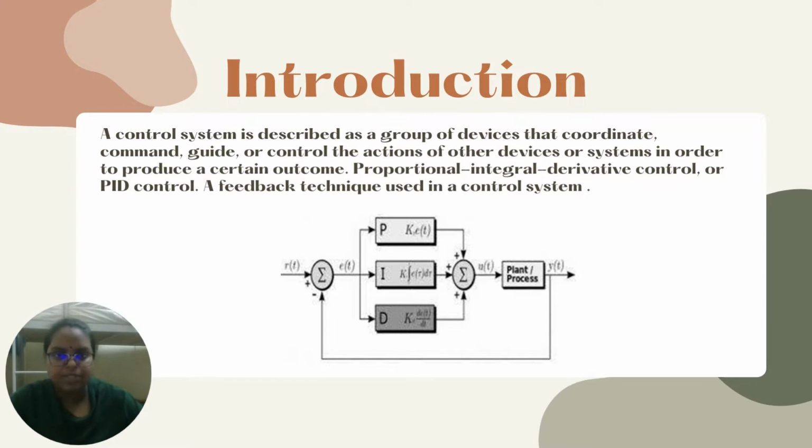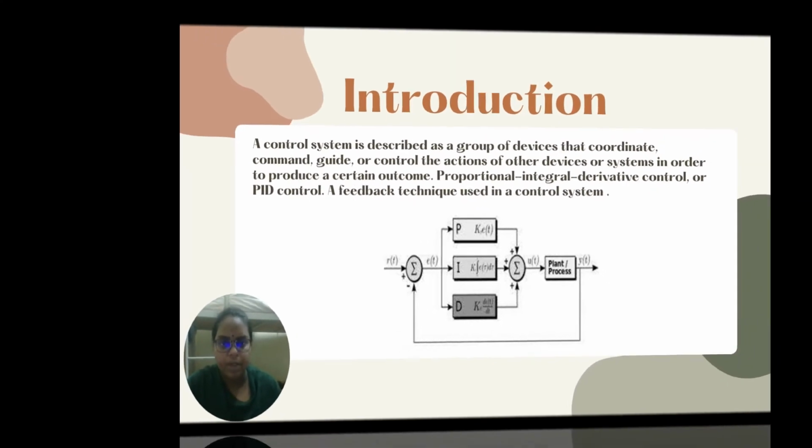Proportional integral derivative control, also known as PID control, is a feedback technique used in a control system. This is the feedback system of a PID system. We have a plant, or a process, and this is P and I, and this is D, and each process has its own equation, its own formula.